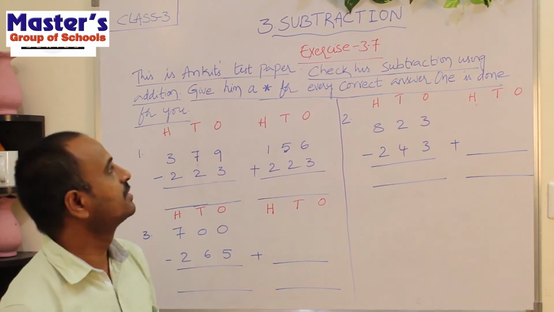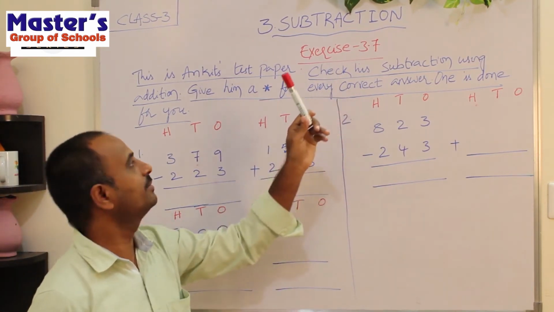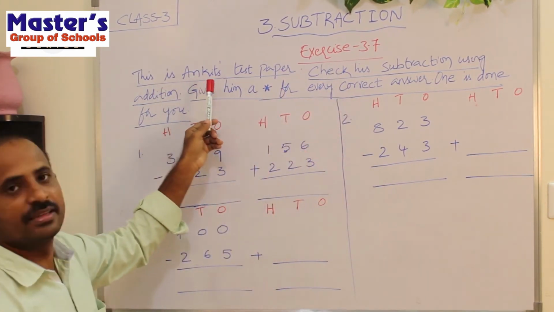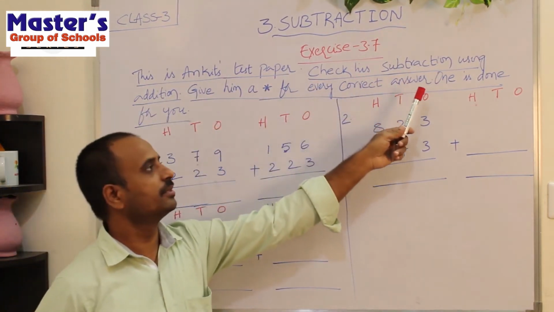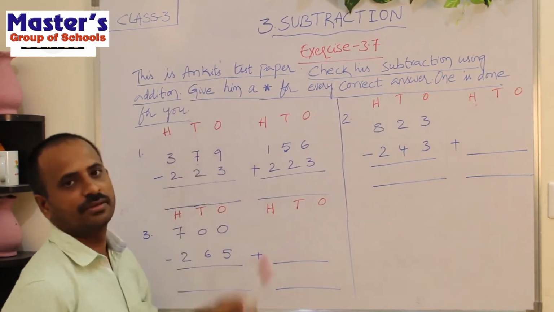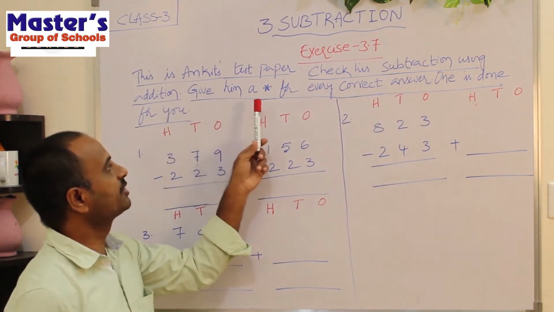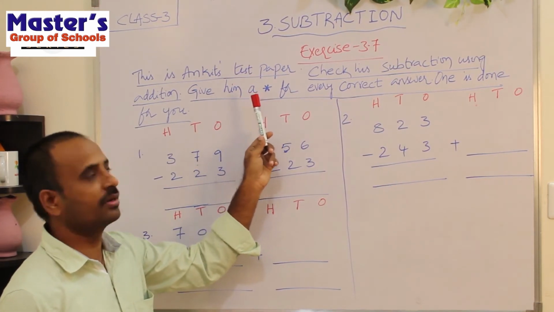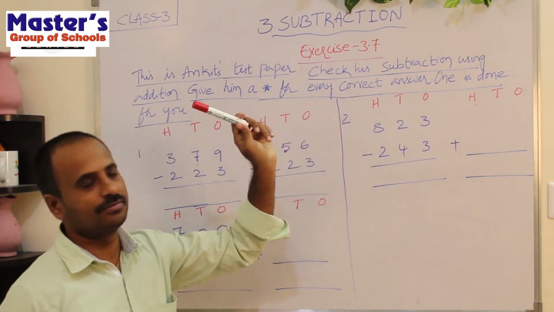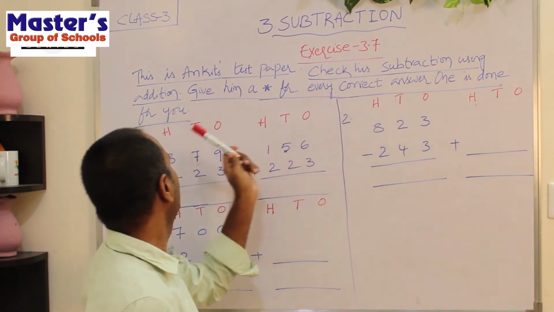So children, see exercise 3.7. This is Ankit's test paper. Check his subtraction using addition. Give him a star mark. So children, this is a star mark. Give him a star mark for every correct answer. One is done for you.